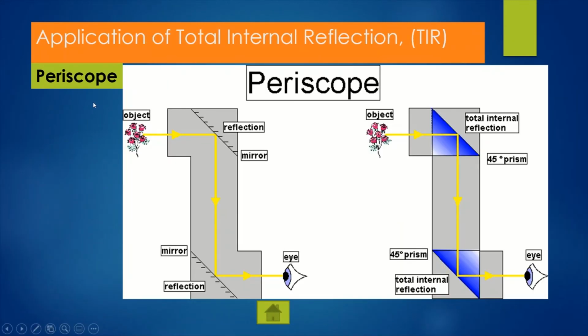Periscope also uses total internal reflection. Of course, in a periscope we can use mirrors to reflect light. But if we use prisms, light is refracted into the prism and total internal reflection takes place. This will produce a sharper image as compared to a periscope made of mirrors. So it gives us a sharper image.